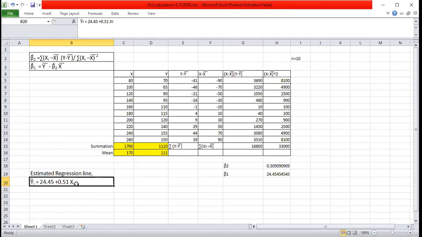If x increases by 1 unit, y on average increases by 0.51 unit. Once again, if income increases by $1, consumer spending on average increases by $0.51.